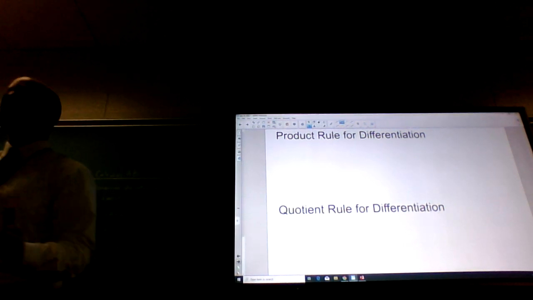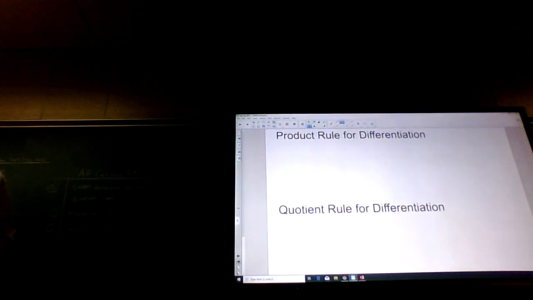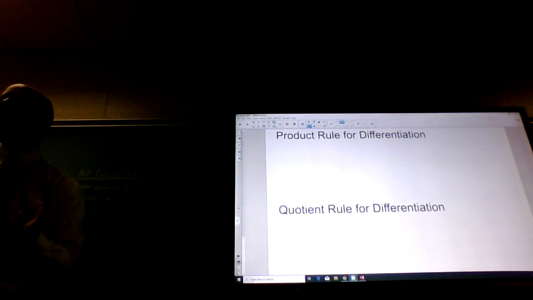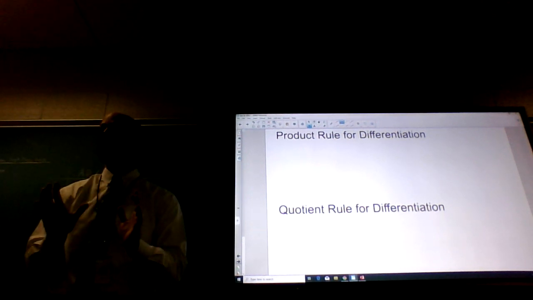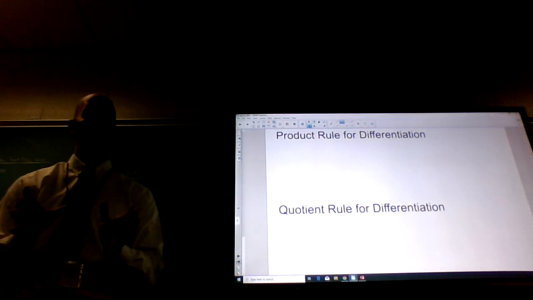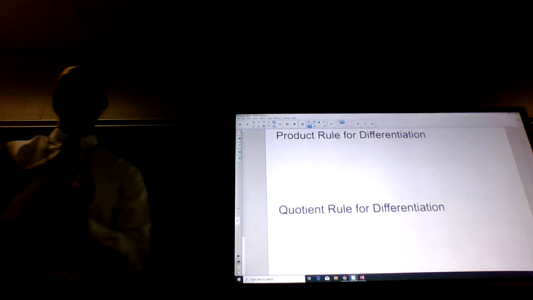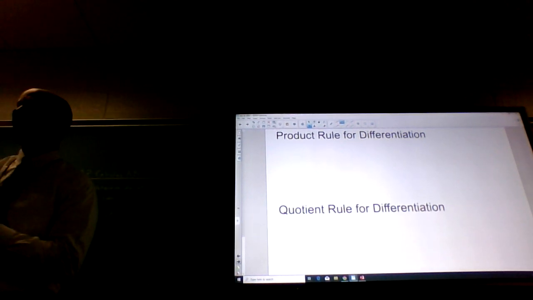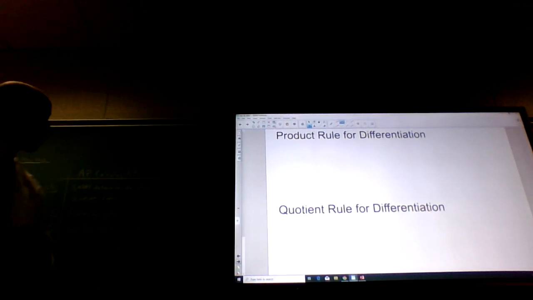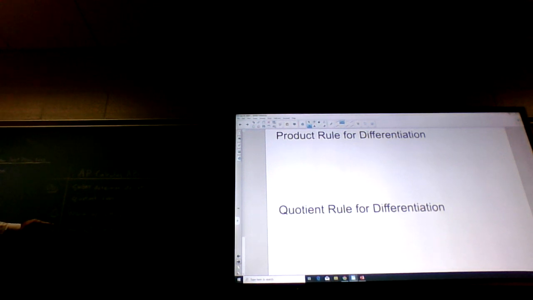So today we're looking at the product rule and the quotient rule for differentiation. What I'm going to do here very quickly, in around 10 minutes, is give you the rules, show you the proof of the product rule, and then do one example. Then I'm going to have you work on some problems on your own. That's kind of the goal. So we're kind of done with the warm-up, and we're going to quickly get into this activity.